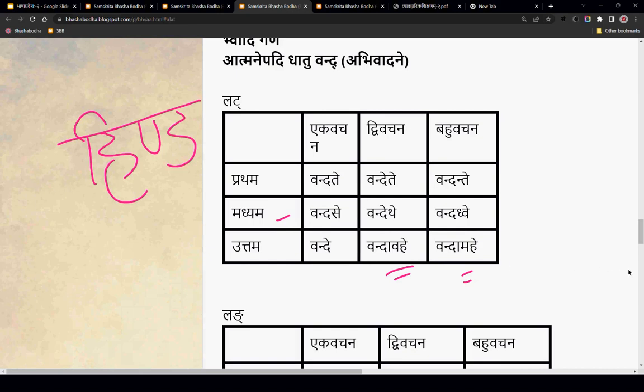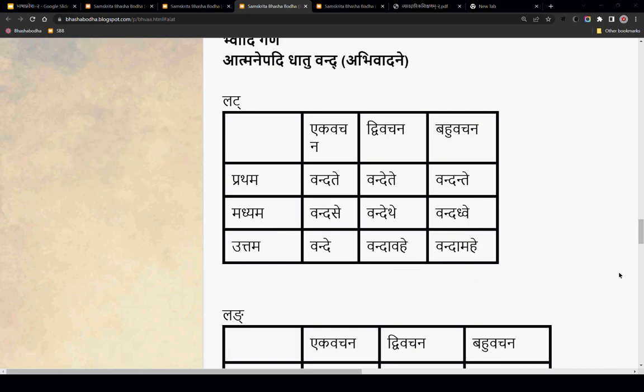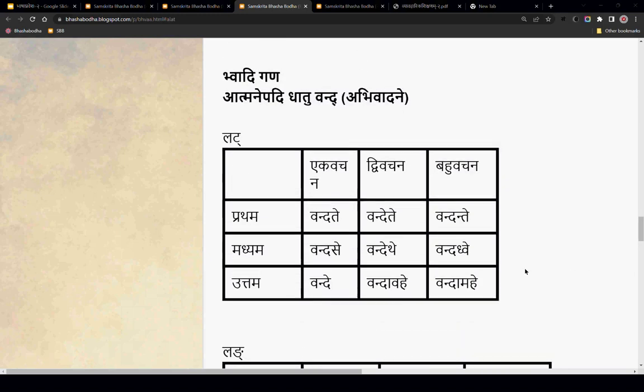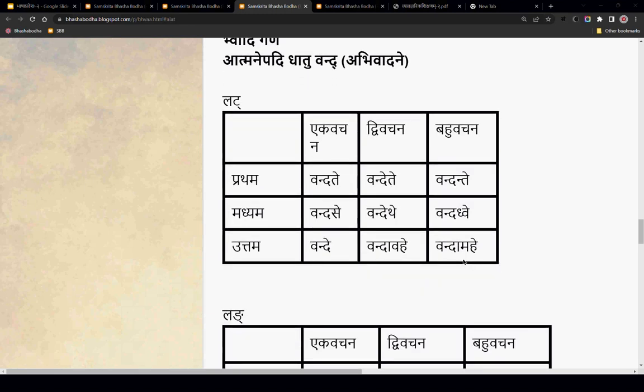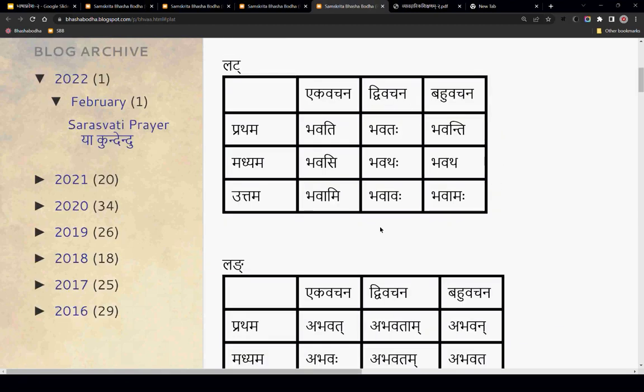Is it applicable to most of them? It depends on what kind of dhatu it is, right? Okay. It applies to all the atmanepadi dhatus, and these forms will apply to all the parasmaipadi dhatus.